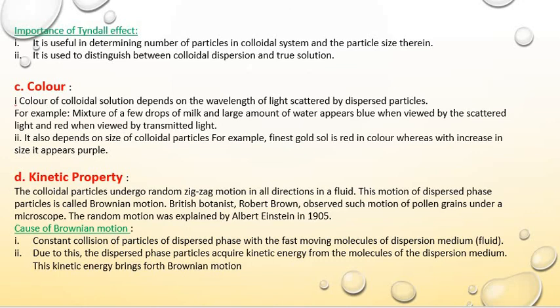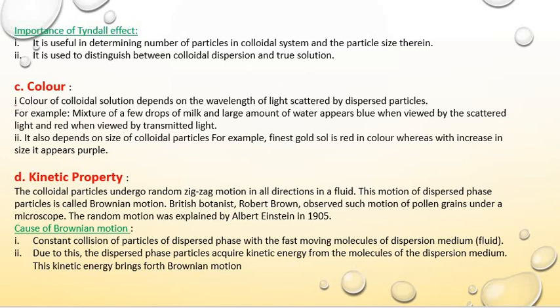Another property of colloids is color. The color of a colloidal solution depends on the wavelength of light scattered by the dispersed particles. For example, a mixture of a few drops of milk and a large amount of water appears blue when viewed by scattered light and red when viewed by transmitted light. It also depends on the size of the colloidal particles. For example, the finest gold sol is red in color, whereas with an increase in size it turns purple.